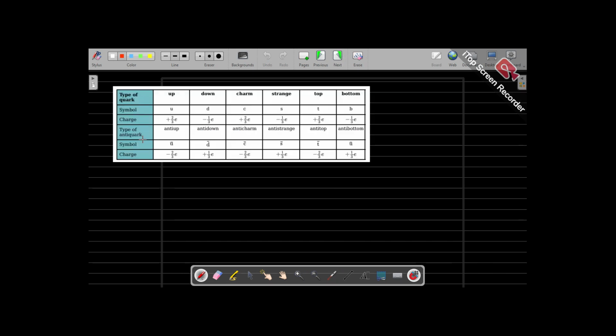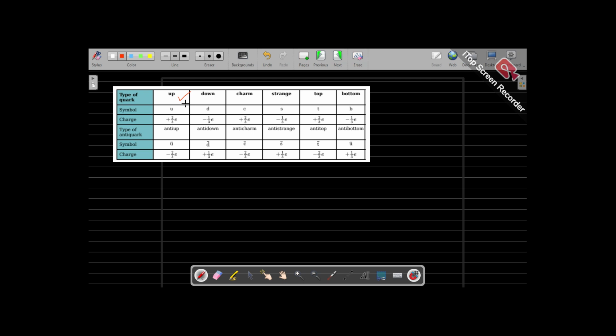This table right here is enough to let us know everything about quark that we need to know for this learning objective. We have up quark, it is represented with a small u, and then its anti-particle we have u bar, that is called anti-up. Then we have down with d, charm with c, strange s, top t, bottom b, and for their anti-quarks we have just a bar placed on the letter we are using.